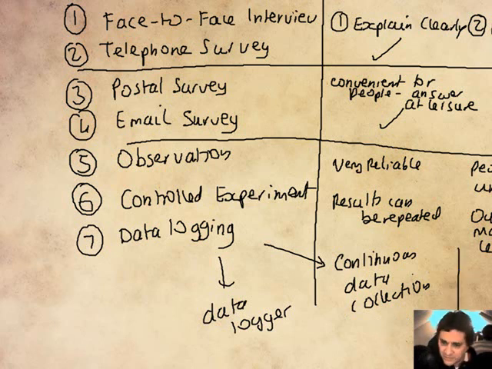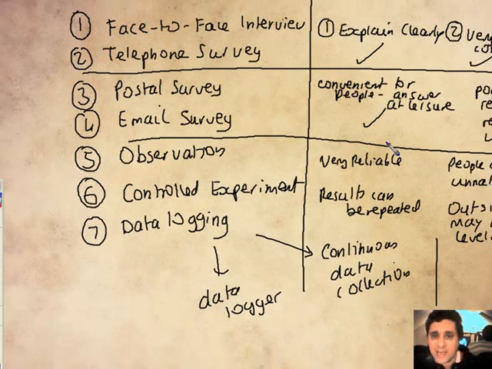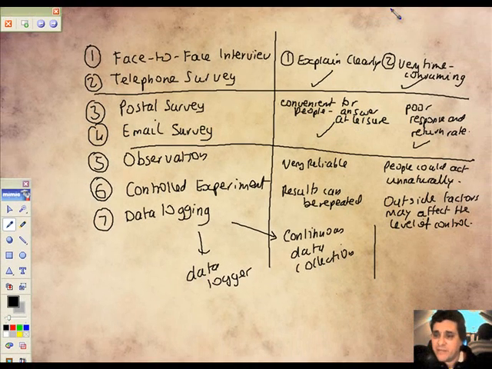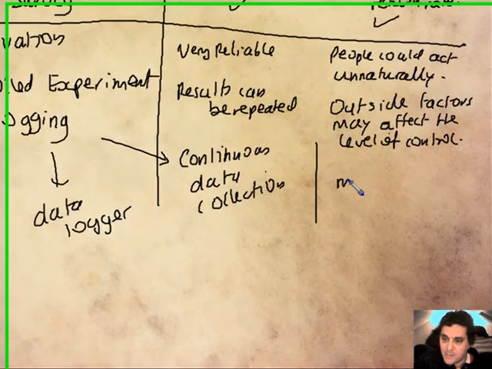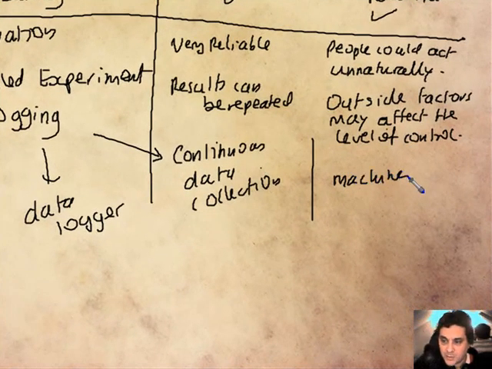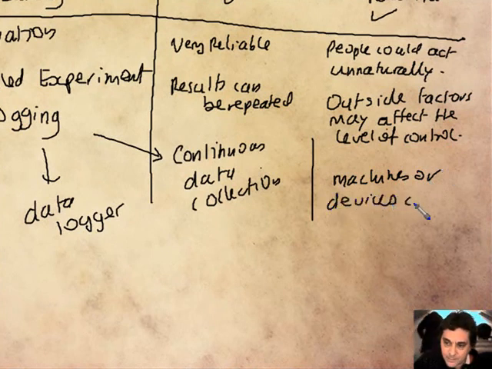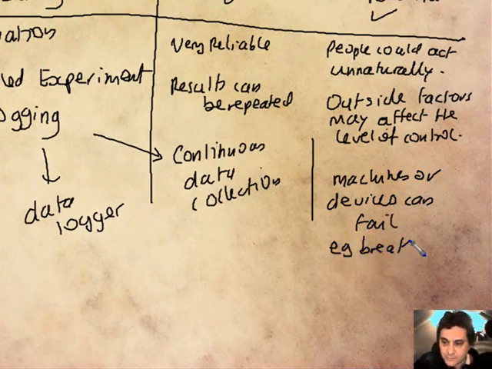Now, about this machine. It's a machine, therefore as a disadvantage, machines can break, they can fail, they can stop working at exactly the wrong time, and you're left thinking, now must I repeat all that for the next 3 weeks? So basically machines or devices can fail. By that I mean they could break.